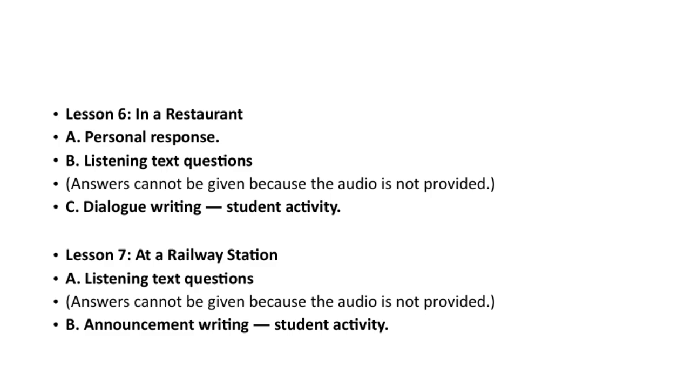Moving forward to Lesson 7, at a railway station. Here, we start with listening text questions again. As before, since there's no audio, we can't check answers, but the goal is to sharpen your ability to comprehend station announcements and conversations. Then, we have an announcement writing activity, where you'll practice crafting clear and effective railway station announcements. This is essential for communication in real-world travel situations.